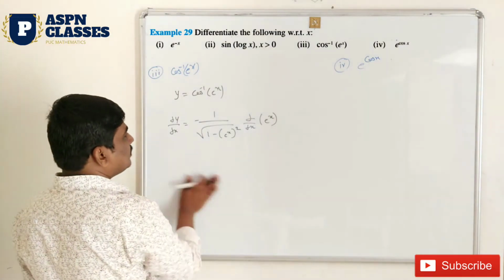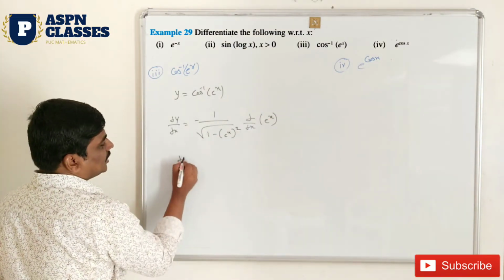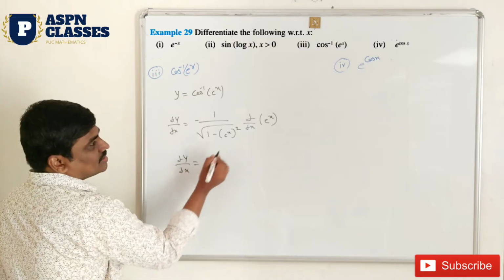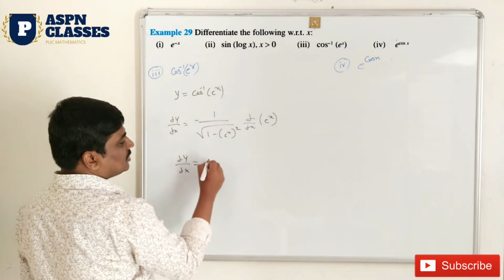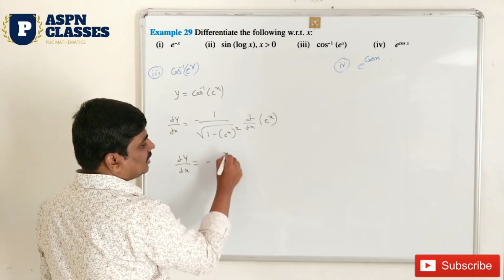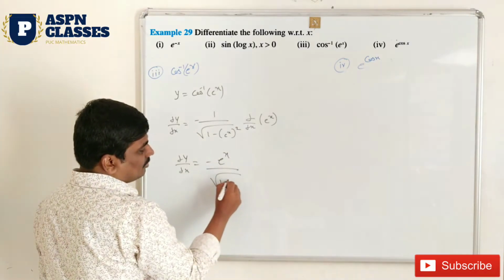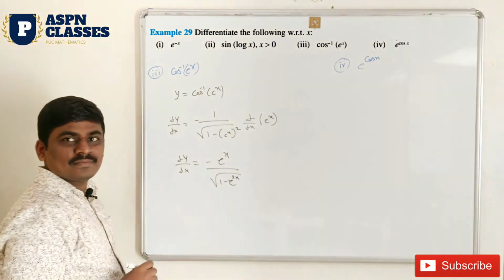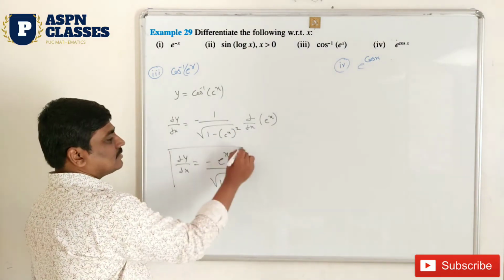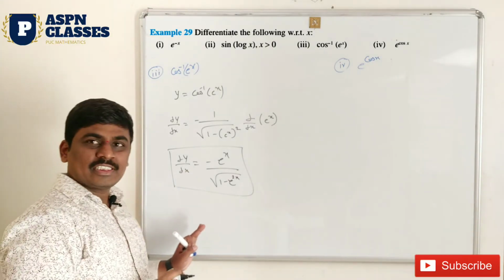And next step, you have to differentiate e raised to x. dy by dx is equal to, the differentiation of e raised to x is what? e raised to x only, e raised to x into 1, so e raised to x. The minus sign is there already, so minus e raised to x divided by root of 1 minus e raised to 2x is the answer. So this is the last answer. Now it is clear.